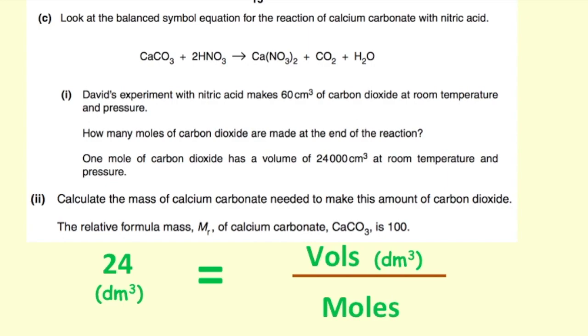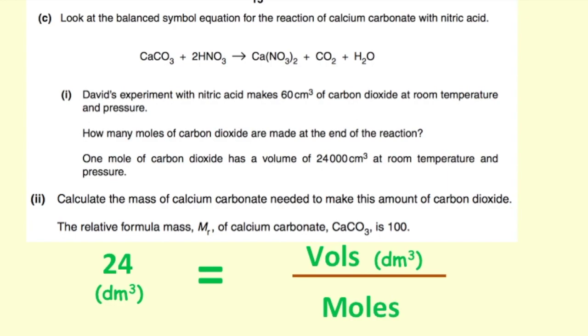It says, look at the balanced simple equation for the reaction of calcium carbonate with nitric acid. And it tells us 1 mole of calcium carbonate reacts with 2 moles of nitric acid to give 1 mole of calcium nitrate plus 1 mole of carbon dioxide plus 1 mole of water. David's experiment with nitric acid makes 60 centimeters cubed of carbon dioxide at room temperature and pressure. How many moles of carbon dioxide are made at the end of the reaction?